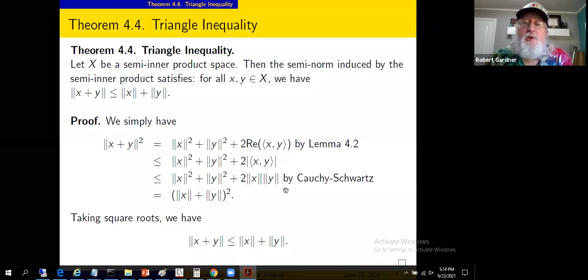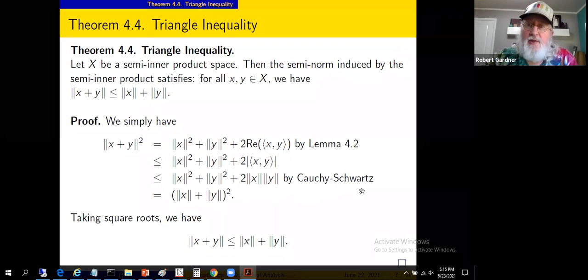The Cauchy-Schwartz inequality says the modulus of the inner product is less than or equal to the product of the norms. So there's the Cauchy-Schwartz inequality. Here, the basic identity was easy, followed from the definition of the induced semi-norm. This is an elementary property of complex numbers, but to get this step, we needed the Cauchy-Schwartz inequality. So it becomes a necessary evil in establishing the triangle inequality.